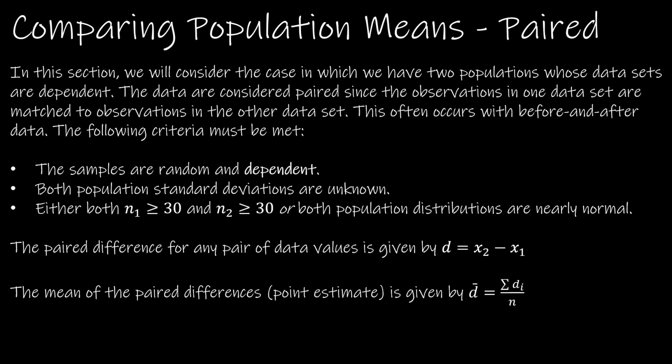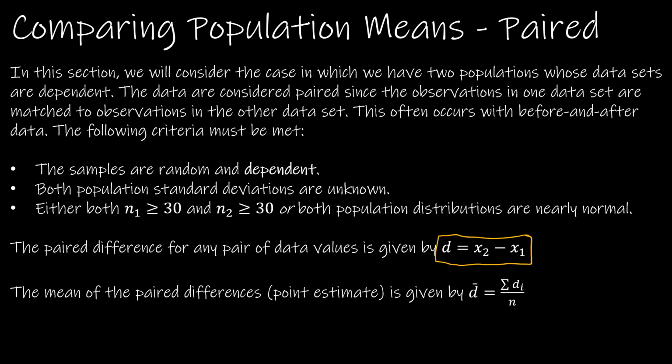Again, both population standard deviations must be unknown, and either both distributions are normal or both sample sizes are greater than or equal to 30. Now, when we're looking at this, we're looking at the paired difference for any pair of data. So we're looking at the same subject, and two different observations for that same subject. So for each subject, we're going to subtract x2 minus x1.